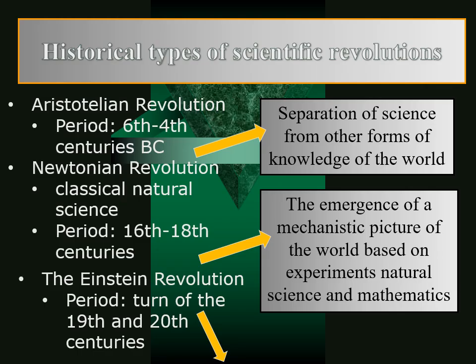And this revolution is marked by the fact that a stable mechanistic picture of the world appears, and the basis for the appearance of this picture of the world is already experimental and mathematical knowledge. The third stage, the Einstein revolution. The interval between the Newtonian and Einstein revolutions is only 1 century, that is, the acquisition and processing of scientific knowledge accelerated, and in particular, this meant the following.